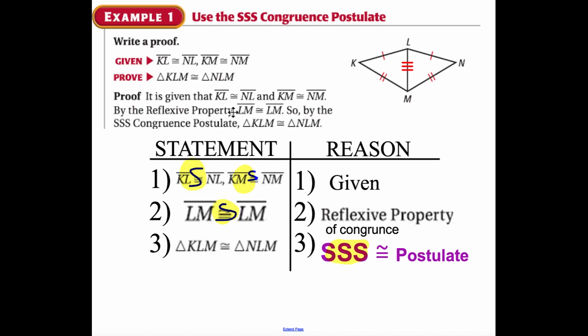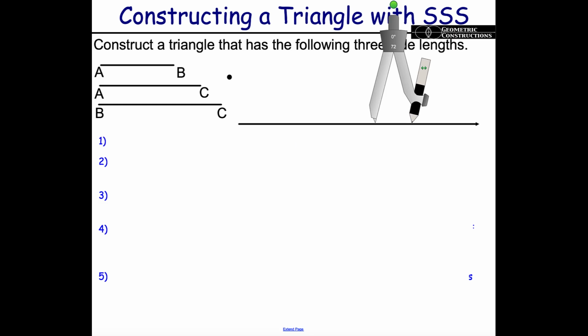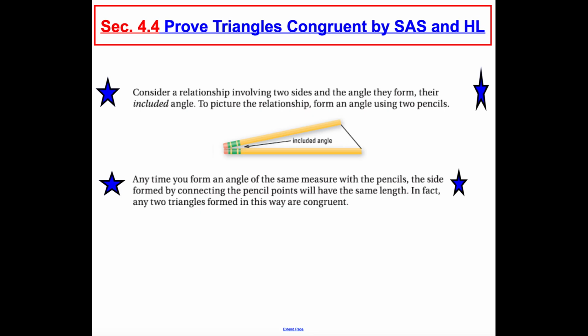This is called a paragraph proof. They just wrote sentences instead of 2 columns. That's another way to do proofs, but we'll stick with 2 columns for our proofs, all right? No constructions, though, so celebrate that, right? We're not going to do any triangle constructing this semester.